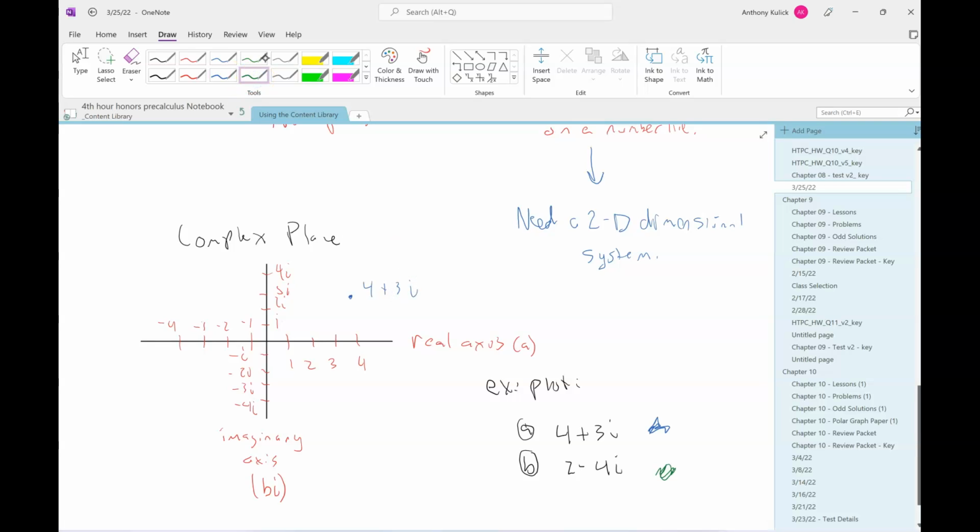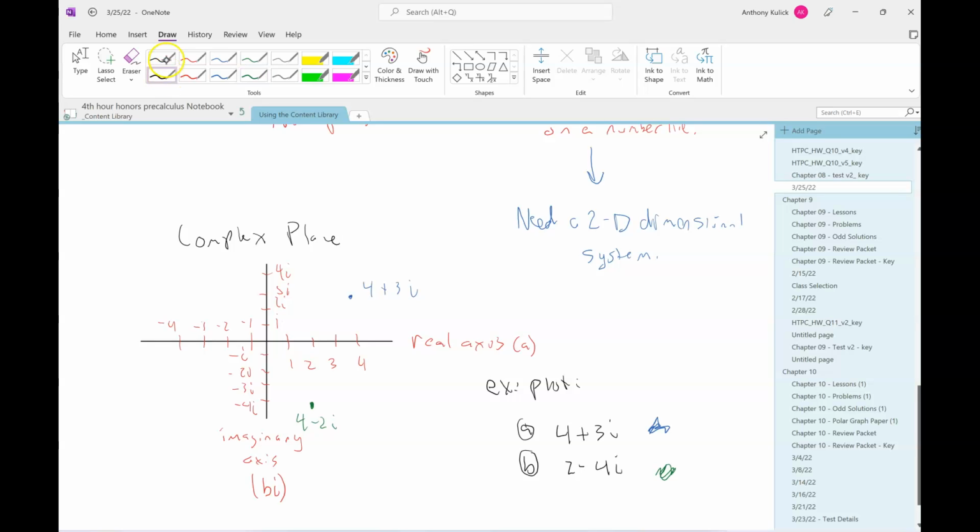Or if I want to do 2 minus 4i, I'm going to do 2 on the real axis and negative 4i on the imaginary axis. So I have something like that, right? Is everybody okay with that idea? Very simple, right? Just like plotting a point.